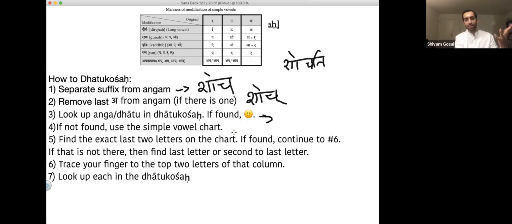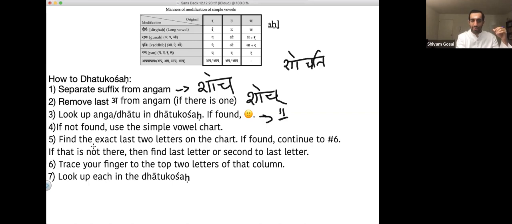If you do it, you won't find anything, but you might not know that. I'm not going to be there with you looking this up, right? So if you look it up, you don't find it, okay? So we have our neutral face. So we continue. It's not found, so we use the simple vowel chart.